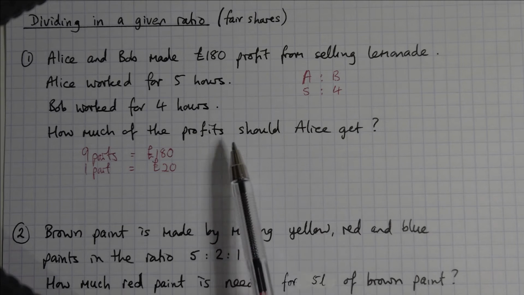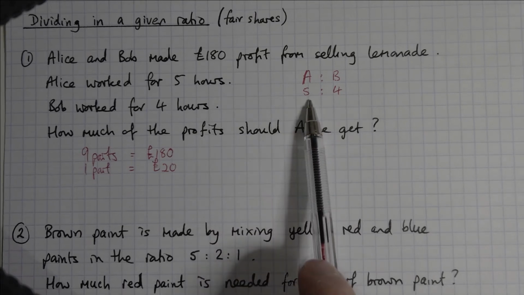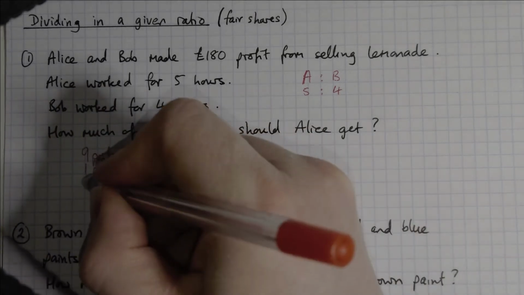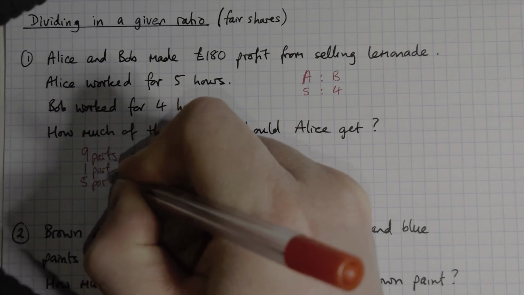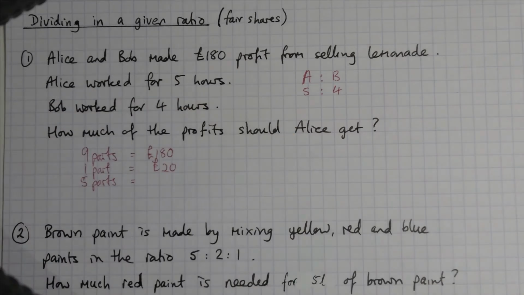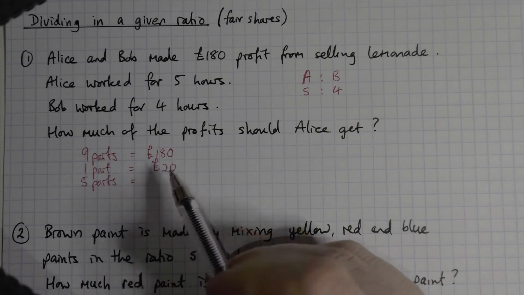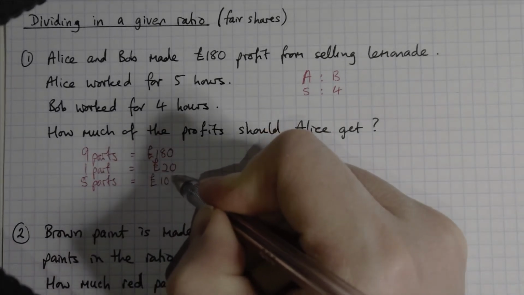Now the question was asking how much should Alice get? Alice gets 5 of the parts. So I need to go from 1 part up to 5 parts. So easy peasy, just multiply by 5, times this by 5, you get 100.